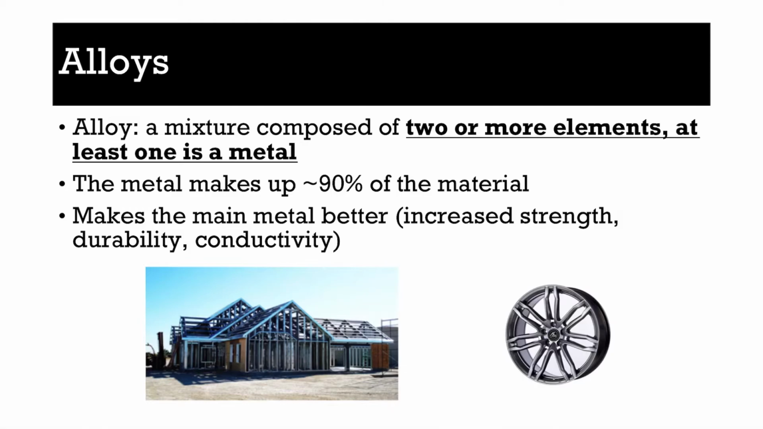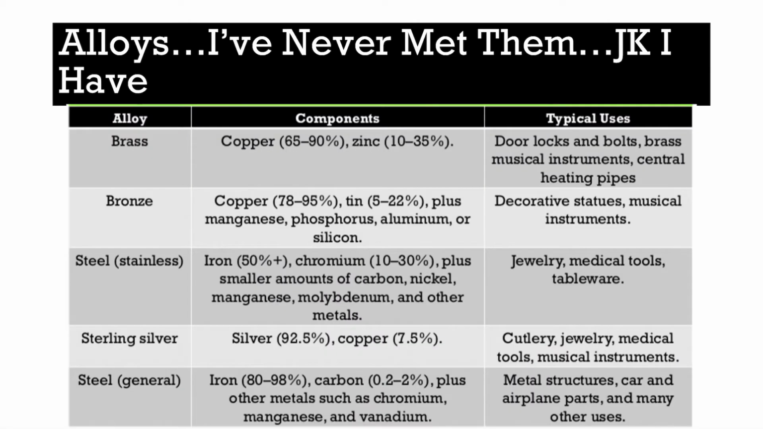So, do you think of any examples of alloys? The pictures have some kind of hints. What do you think? So, here are some alloys that you've seen in your life: brass, bronze, stainless steel, sterling silver, steel in general.